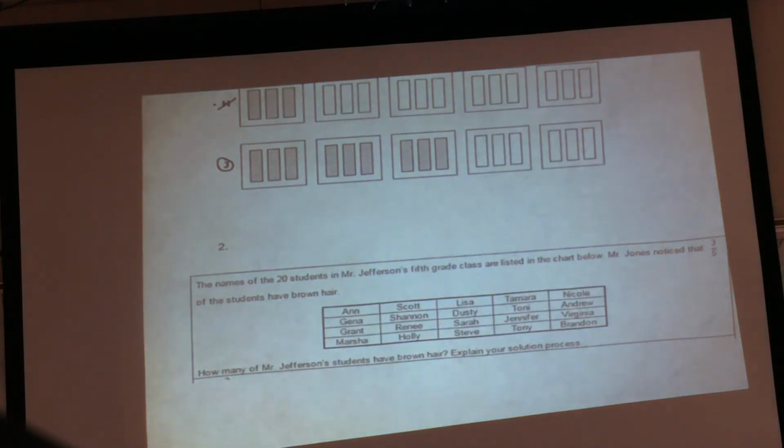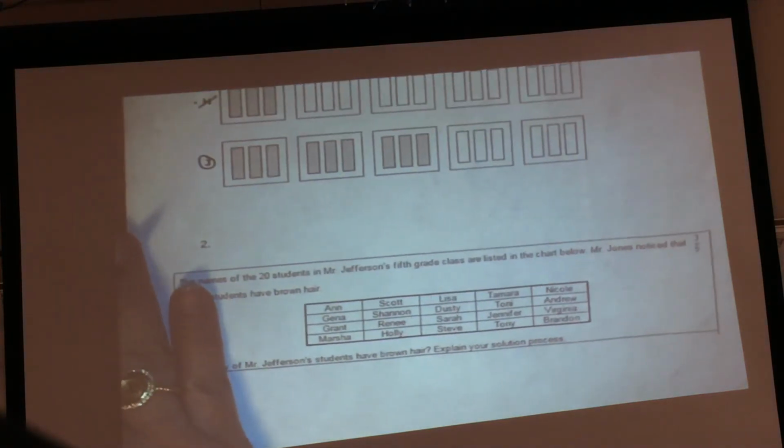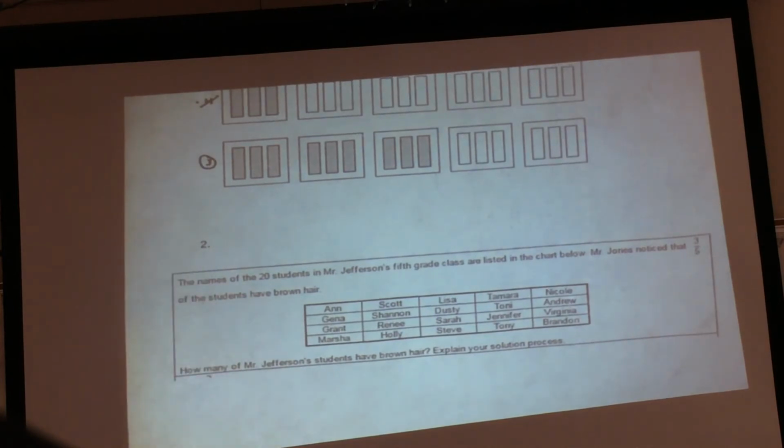Okay. The names of 20 students in Mr. Jefferson's 5th grade class are listed in the chart below. Mr. Jones noted that 3/5 of the students have brown hair. How many of Mr. Jefferson's students have brown hair? Do y'all want me to do this with y'all or do it before I do anything? Do it with you. Let me walk you through it, and if you want to try to do it by yourself, that's fine, then you can check, okay?